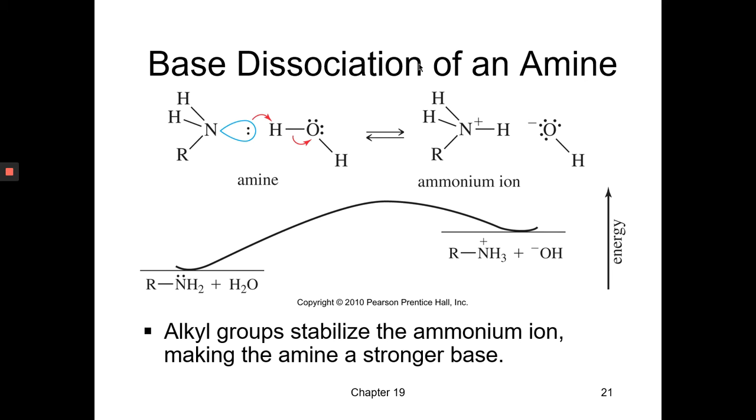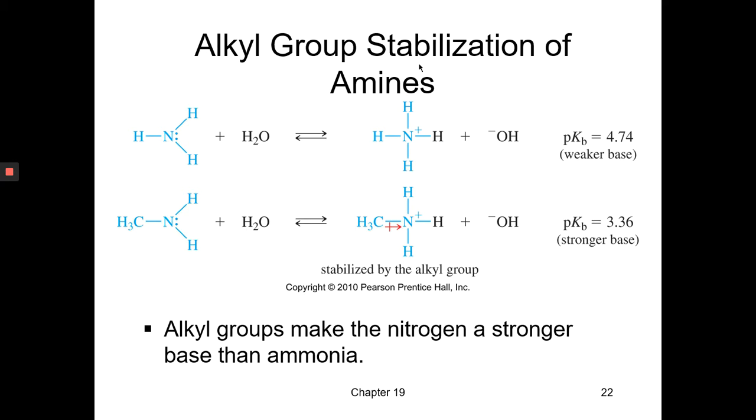Okay, here alkyl groups stabilize the ammonium ion, and they'll make the amine a stronger base compared to ammonia. Here we have the effect of a methyl group. The methyl group is pushing electrons toward the nitrogen, and so we can see that methylamine's pKb is more than 1 unit less than that of ammonia. So that means that this is more than 10 times stronger as a base.